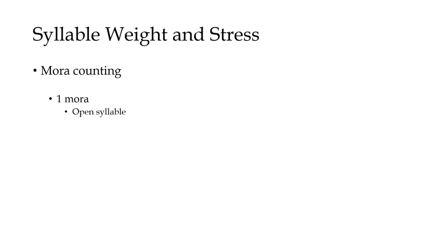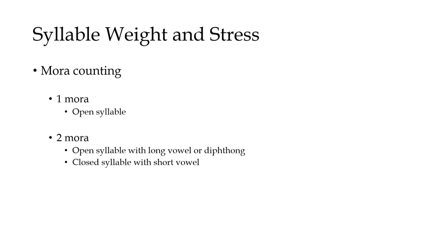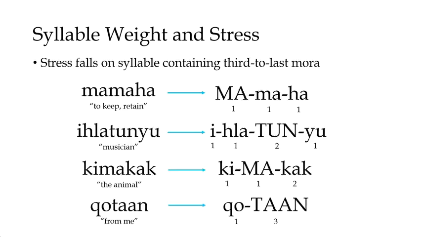An open syllable with a short vowel is treated as a single mora, while a syllable is considered 2 mora if it contains a long vowel or diphthong, or is closed, and is considered 3 mora if it contains a long vowel or a diphthong and is closed. Stress always falls on the 3rd mora from the end of the word.